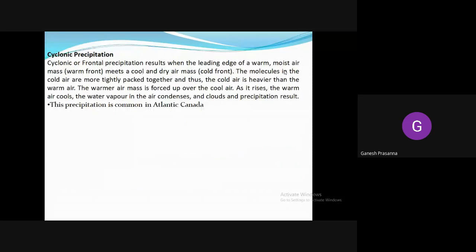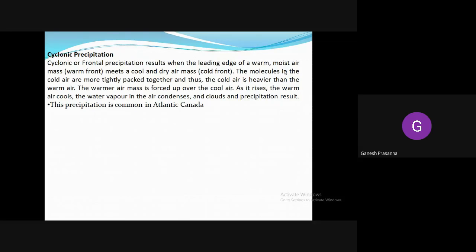Cyclonic precipitations are the ones which are being seen now. Yesterday and the day before yesterday there was rainfall in parts of Shimoga and Bhadravati. That was because of the cyclone that occurred in the Bay of Bengal. Any small depression that occurs in the oceans causes the warm front and the cold front. There are two types of air masses: one is a warm front and the other is a cold front.